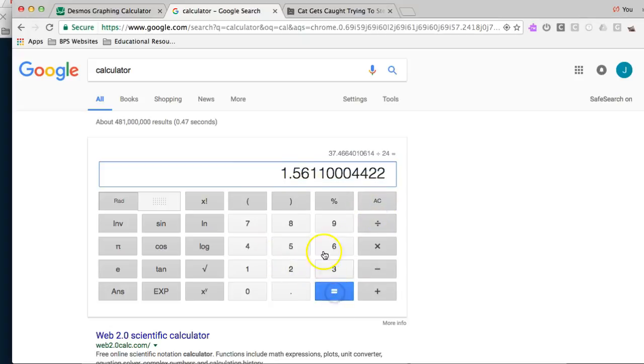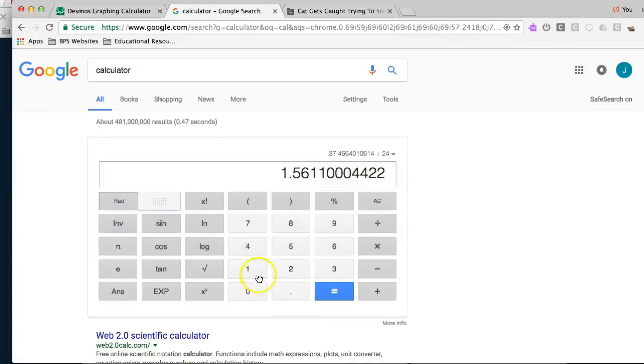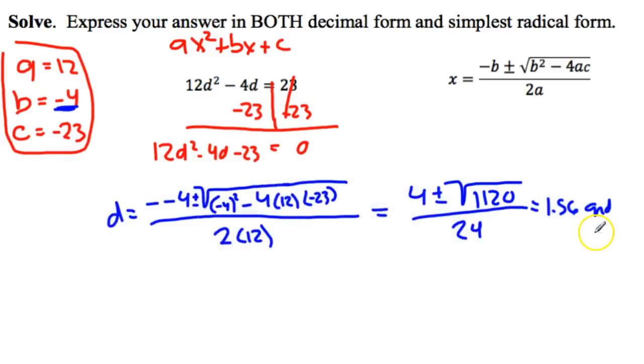24. So 1.56 is one answer. And I have to do it the other way with the subtraction. So it's 4 minus the square root of 1,120. And that's negative 29.466, divided by 24. And so this answer is negative 1.27.